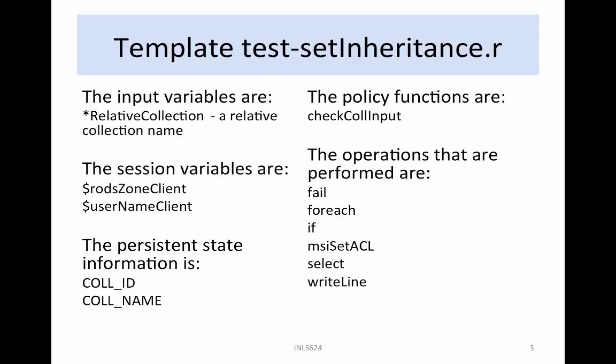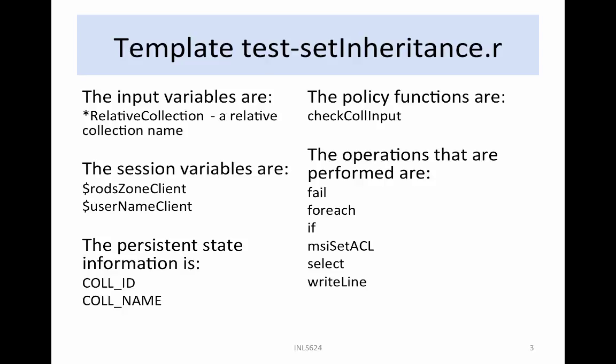The input variables are star relative collection, a relative collection name. The session variables are $rodZoneClient and $userNameClient, which define the data grid zone name and the username. The persistent state information that's used is collection ID for a collection internal identifier and collection name for a collection name. The policy function is check collection input to check the input collection name.